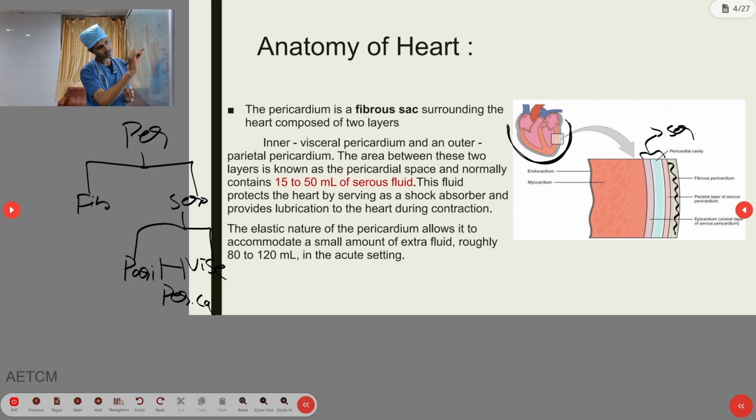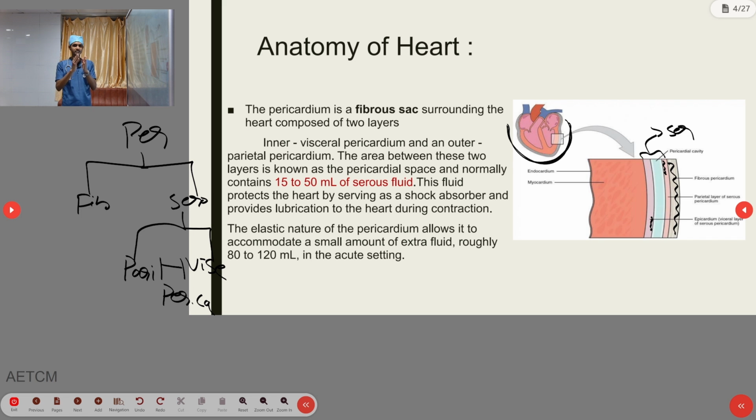In the serous pericardium we have two major portions. This pink one is the outer parietal serous pericardium. This one is the inner visceral serous pericardium. The space between the parietal and visceral layers is the pericardial cavity. So that is the answer to the first question.